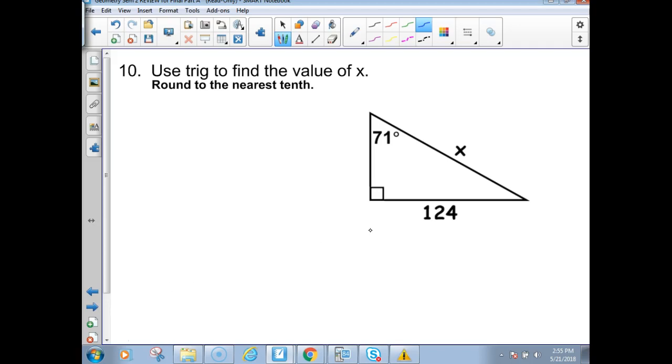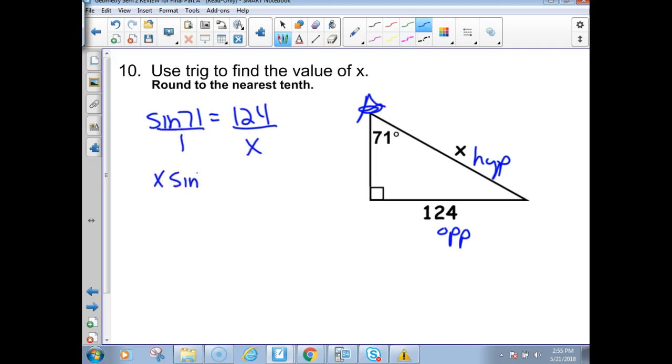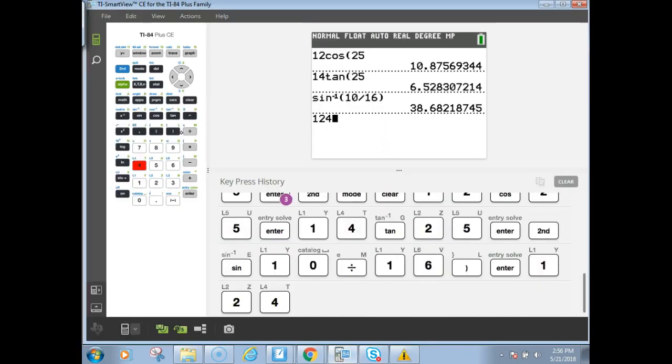Okay, number 10. We're back to opposite from 71. This is where you're looking. This is your hypotenuse. So opposite and hypotenuse is the sine again. But this one, you've got the x in the denominator. Be careful. When you calculate that, you have to notice that x times the sine of 71 equals 124, which means we need to divide now. So we're going to divide both sides by sine 71. And that's 124 divided by sine 71.